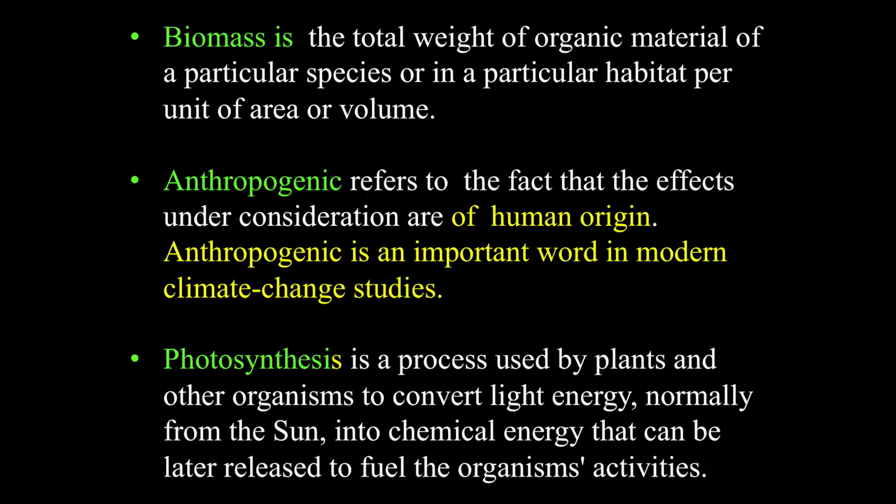And, again, photosynthesis is a process used by plants and other organisms to convert light energy, normally from the sun, into chemical energy that can be later released to fuel the organism's activities. Photosynthesis began 3.5 to 2.5 billion years ago. It produced oxygen and removed carbon dioxide and methane, or greenhouse gases.